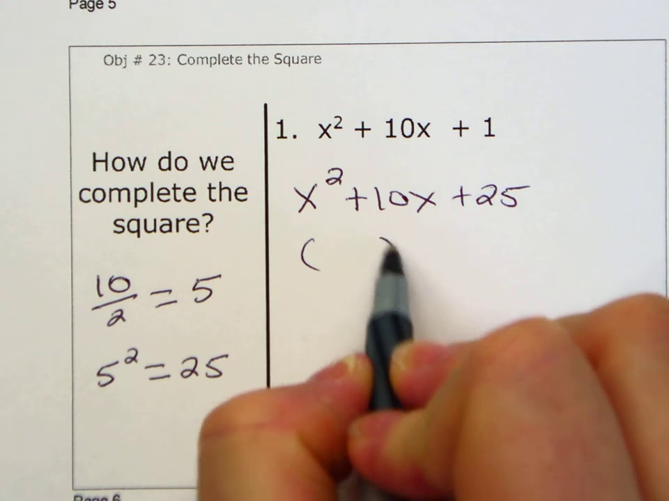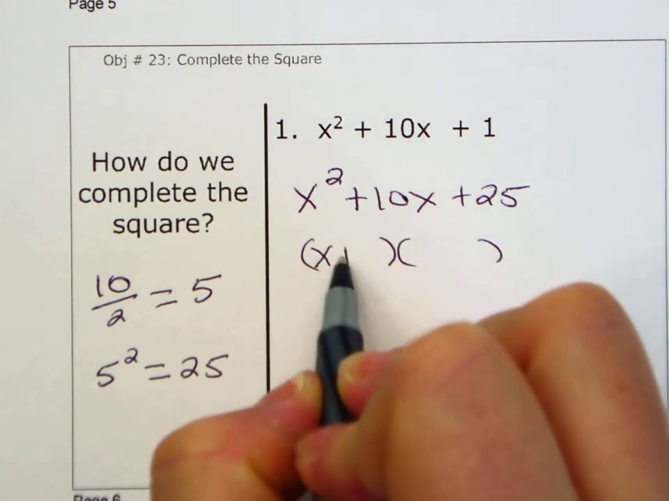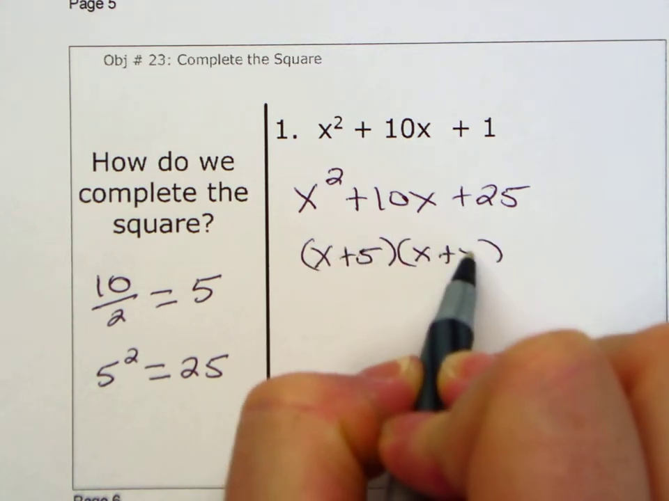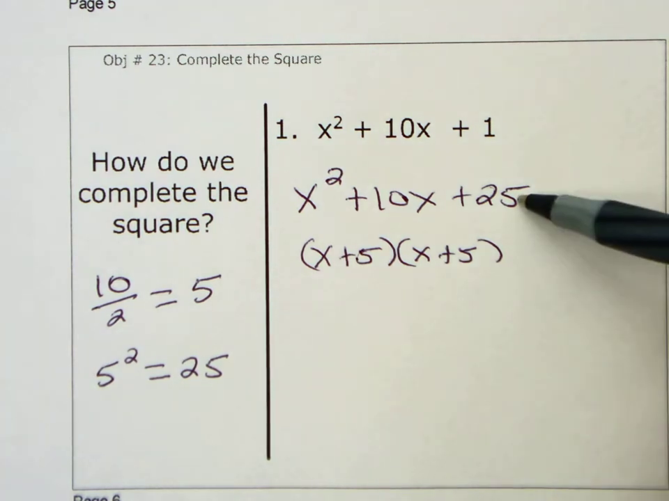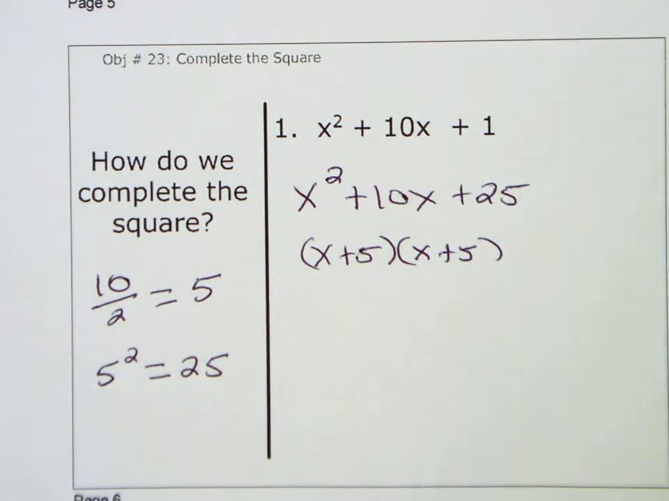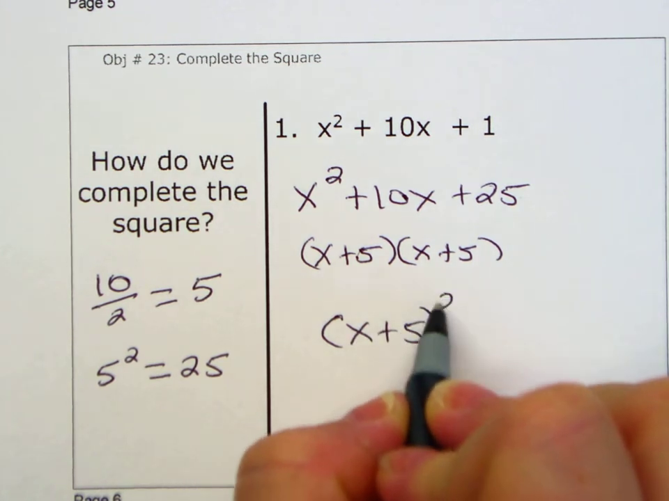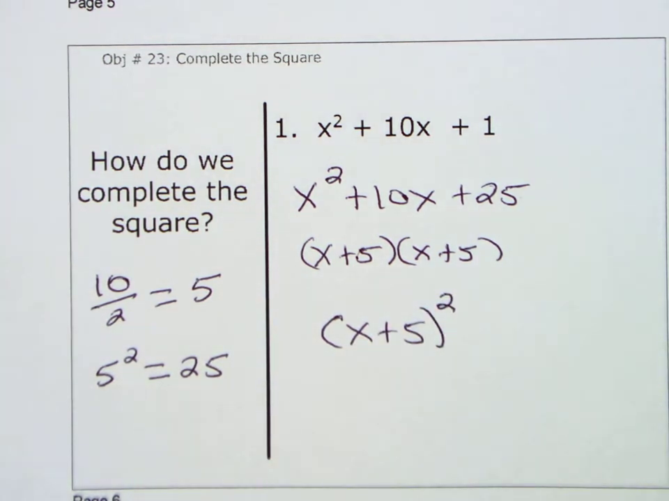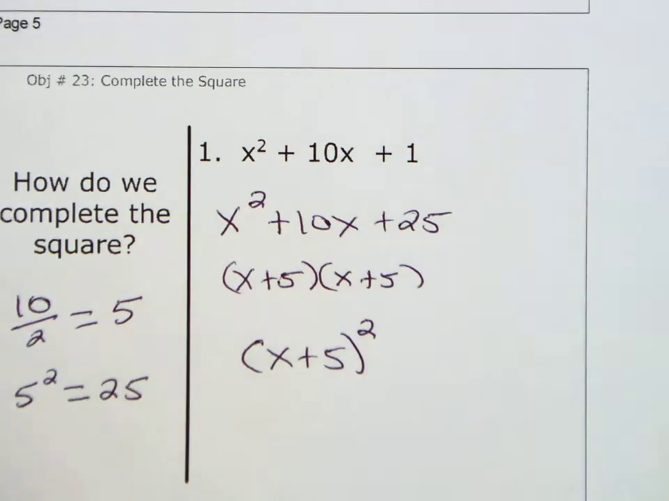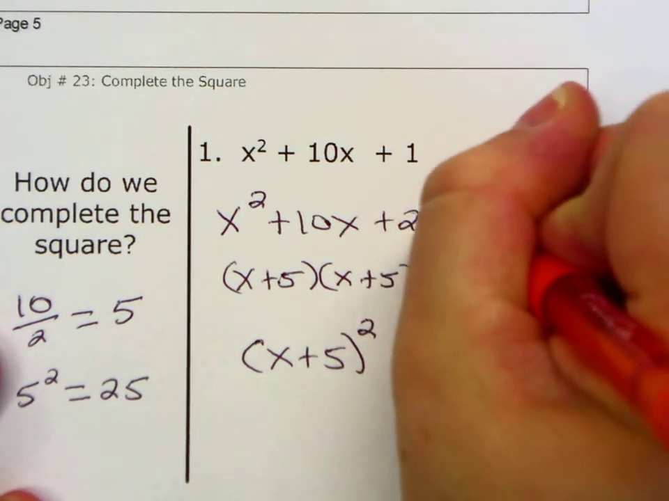What do you get when you factor it? X plus 5, x plus 5, right? What multiplies to 25 and adds to 10? 5 and 5. That can be written as x plus 5 quantity squared. But remember, you can't just add 25 into a problem. So we add 25, we're also going to subtract it. So I'm going to write minus 25.